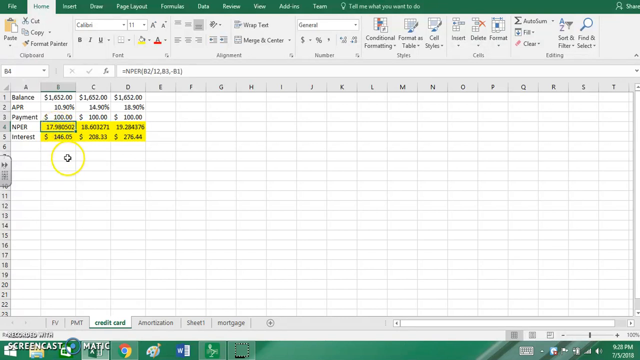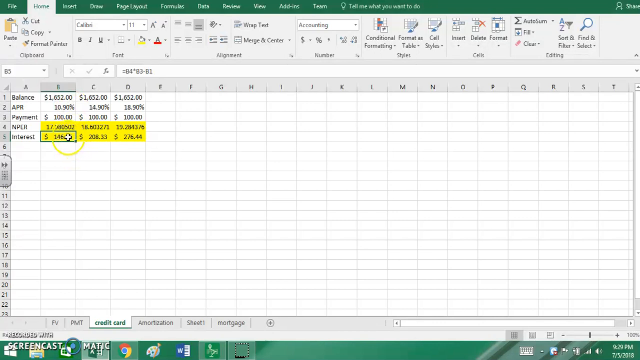So if you look at the formula, the NPER, I'm taking the B2, which is the interest rate, divided by 12 because it's monthly payments. The second part is the B3, which is my payment, which is $100, and the third part is what I borrowed, which is the $1,652, or how much is on the credit card. So that tells me how many periods it's going to take me to pay off the loan. And then for the interest, notice what I did is I took the NPER, the 17.9, and multiplied it by the B3, which is the monthly payment, and I subtracted the B1, which is the $1,652.